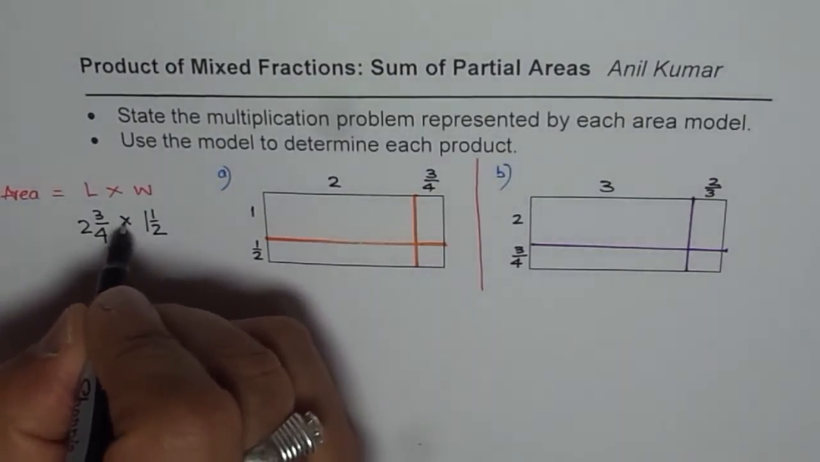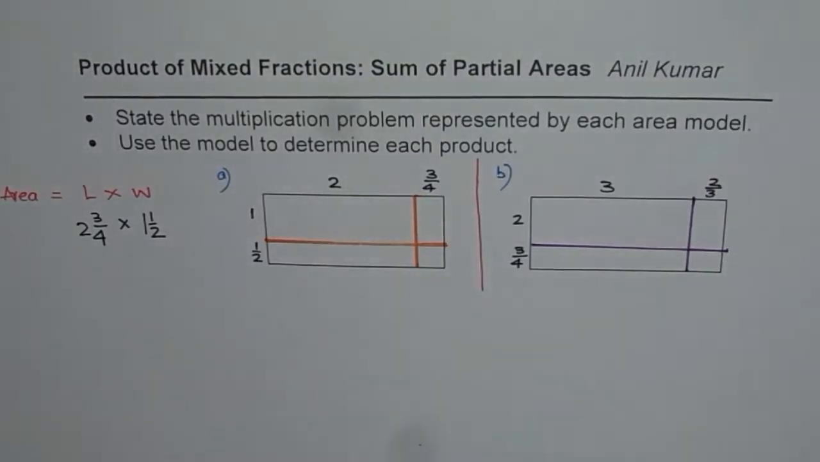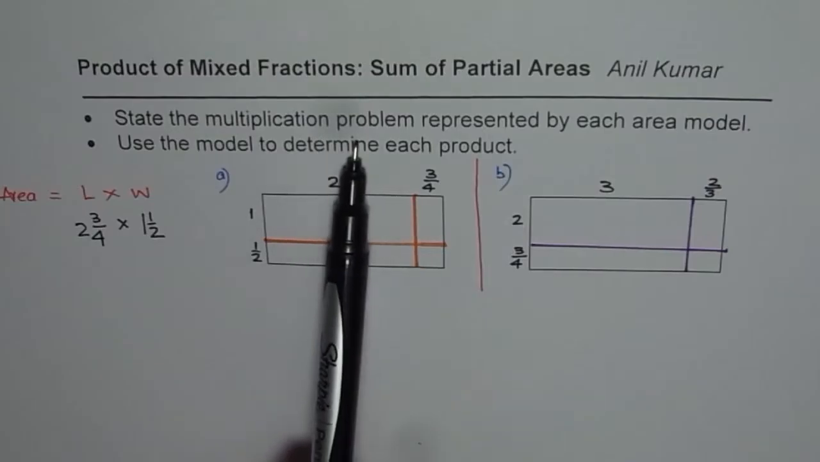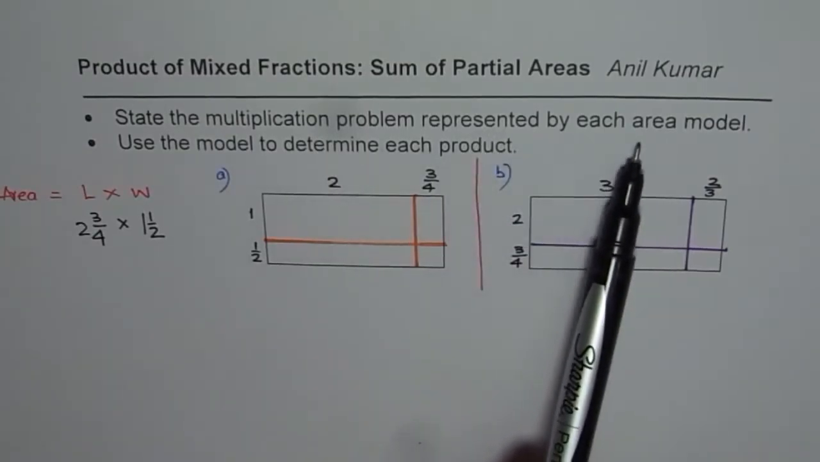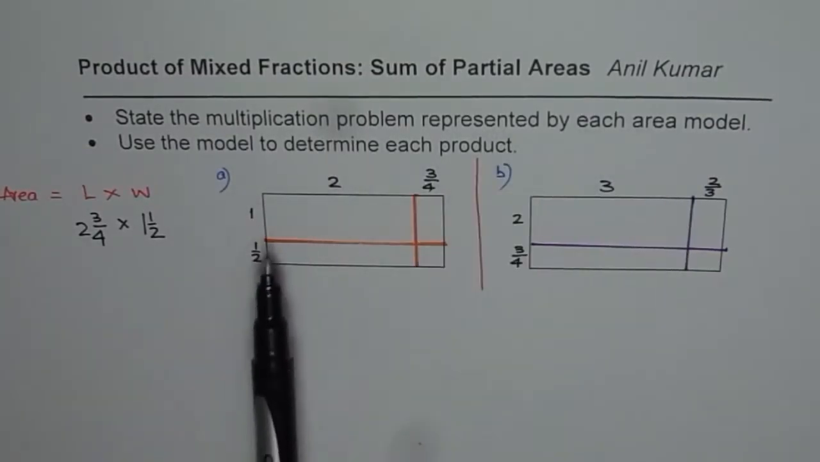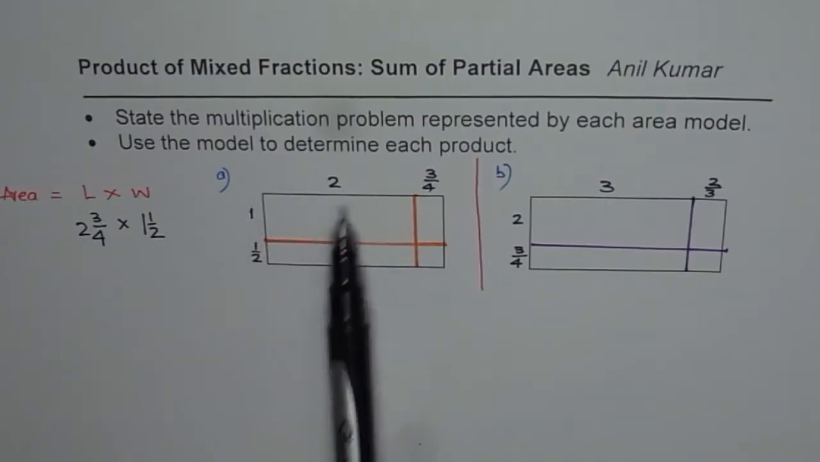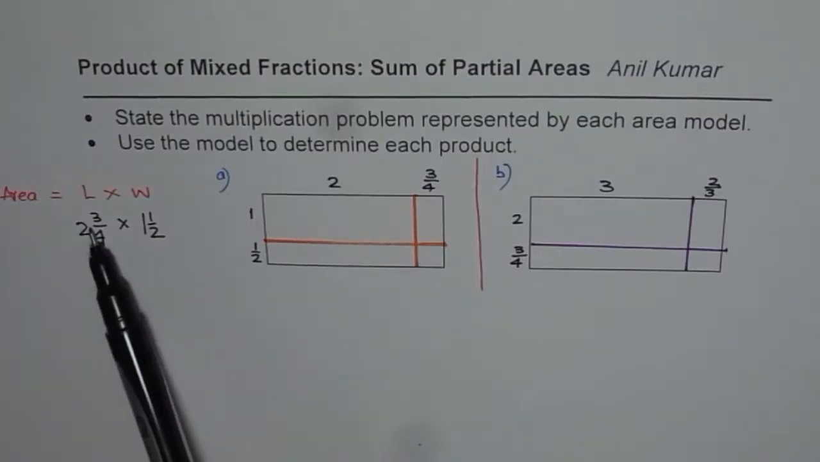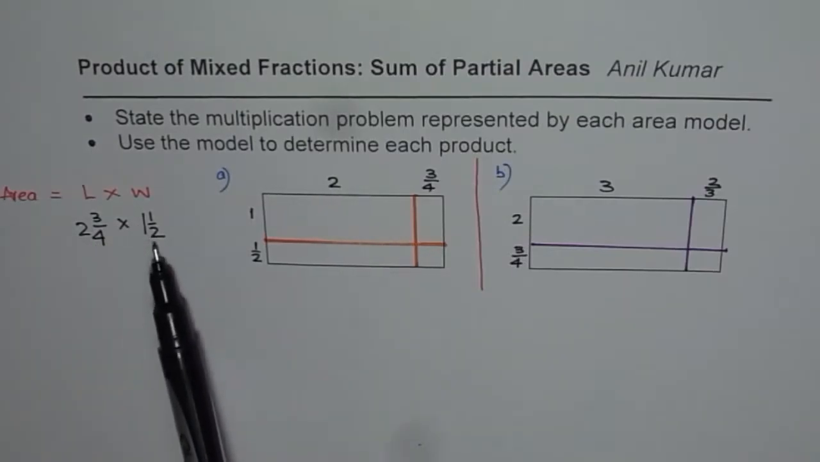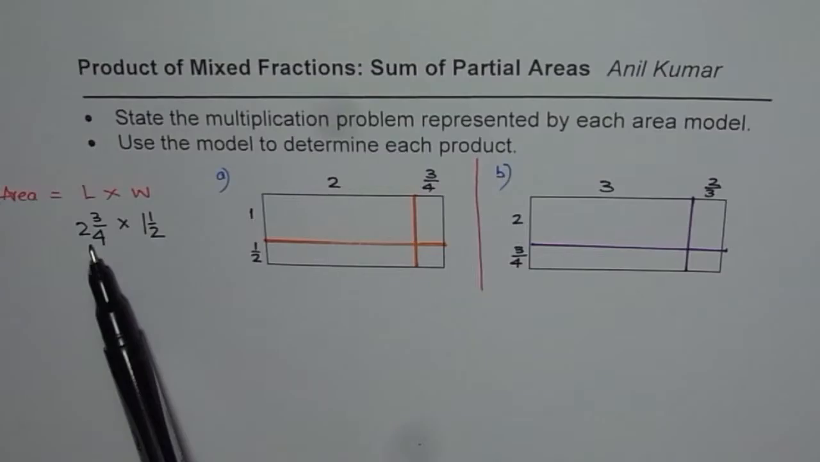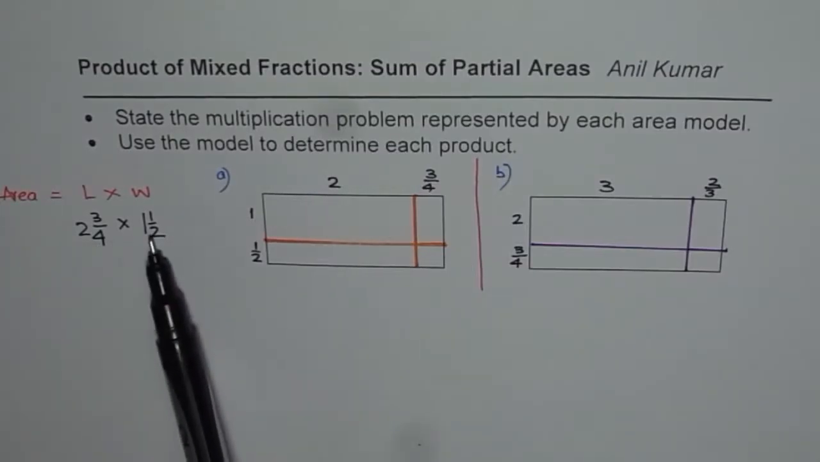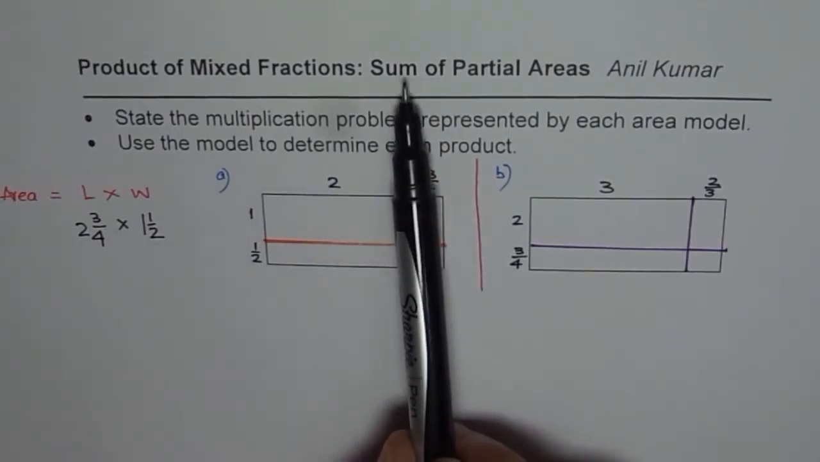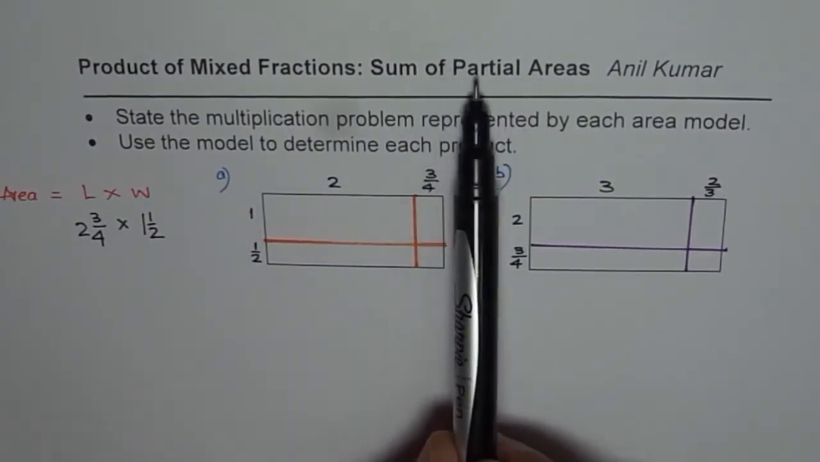So when we multiply them, we get the area. So that is the first statement. State the multiplication problem represented by each area model. You get it? So we are trying to use this model to multiply these two mixed numbers, 2 3/4 times 1.5, right? Now we will find the product of these mixed fractions, right? The product of mixed fractions we'll find by finding the sum of partial areas. So that is the strategy.